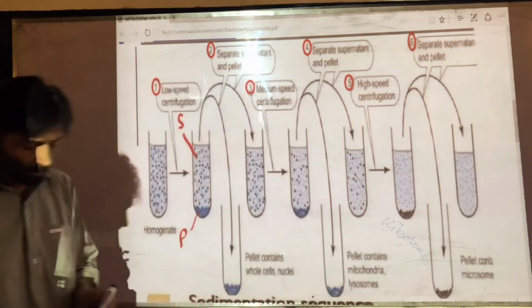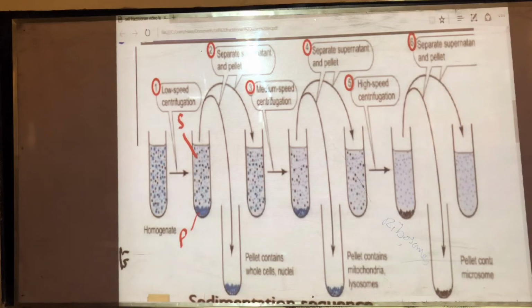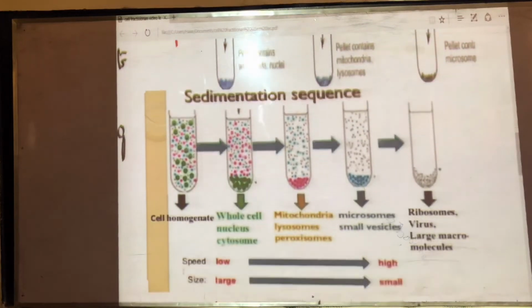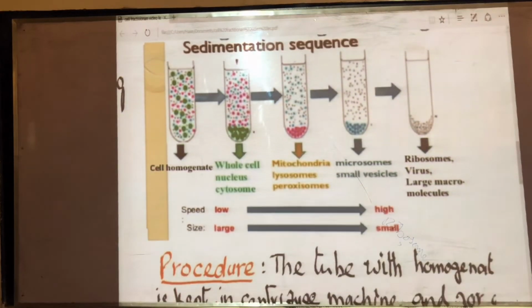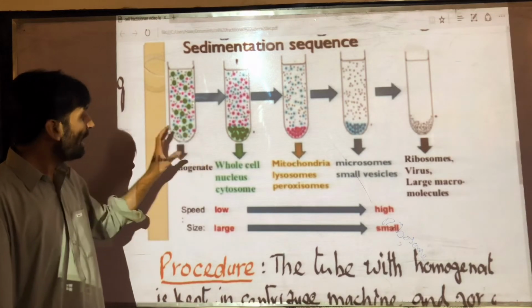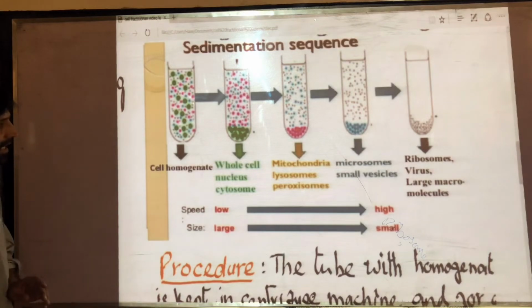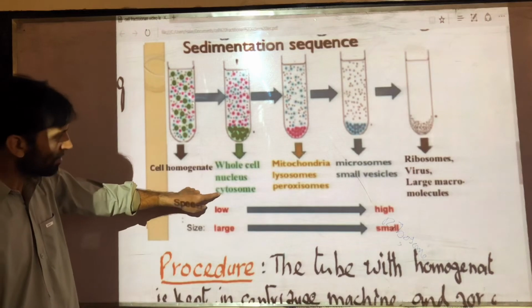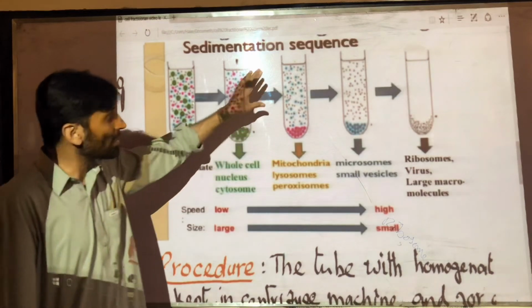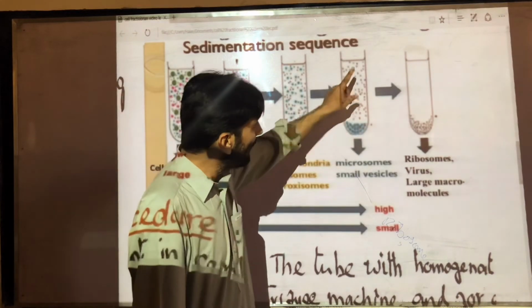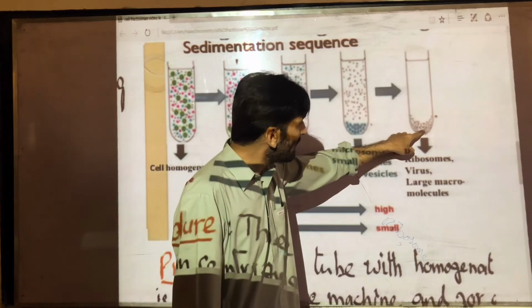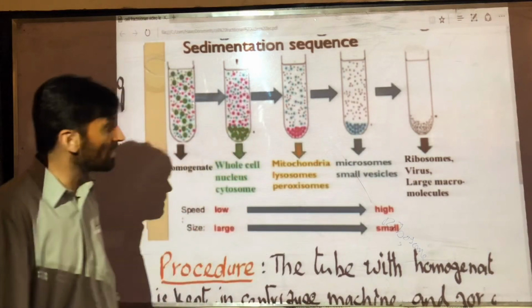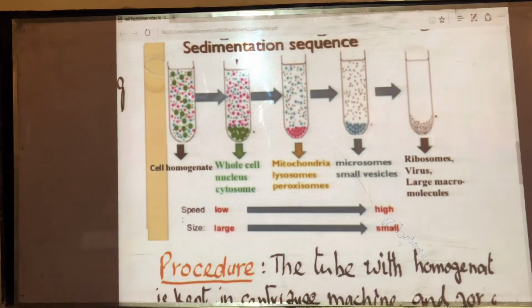Now, by this discussion, we can find that for larger molecules, less speed is needed, like nucleus or lysosomes, and for smaller molecules, more speed is needed, like ribosomes, viruses, and large macromolecules. So this is the sequence of sedimentation.